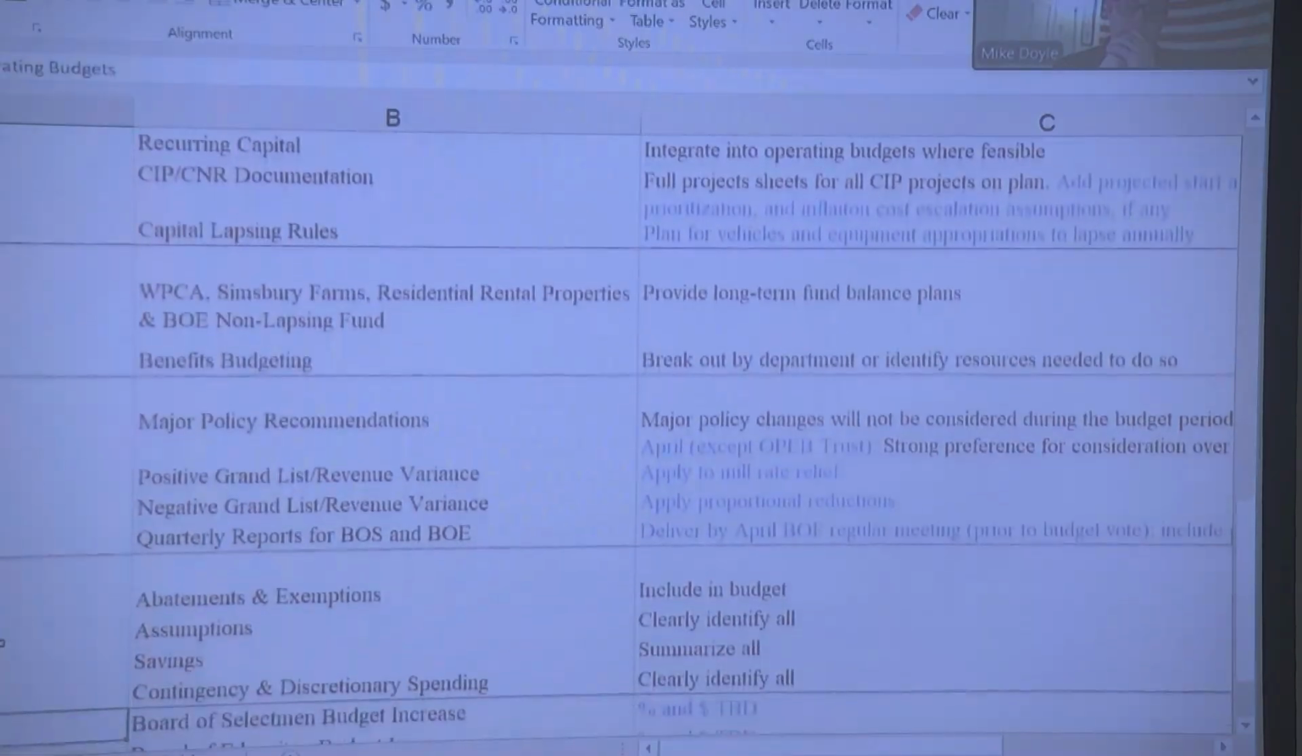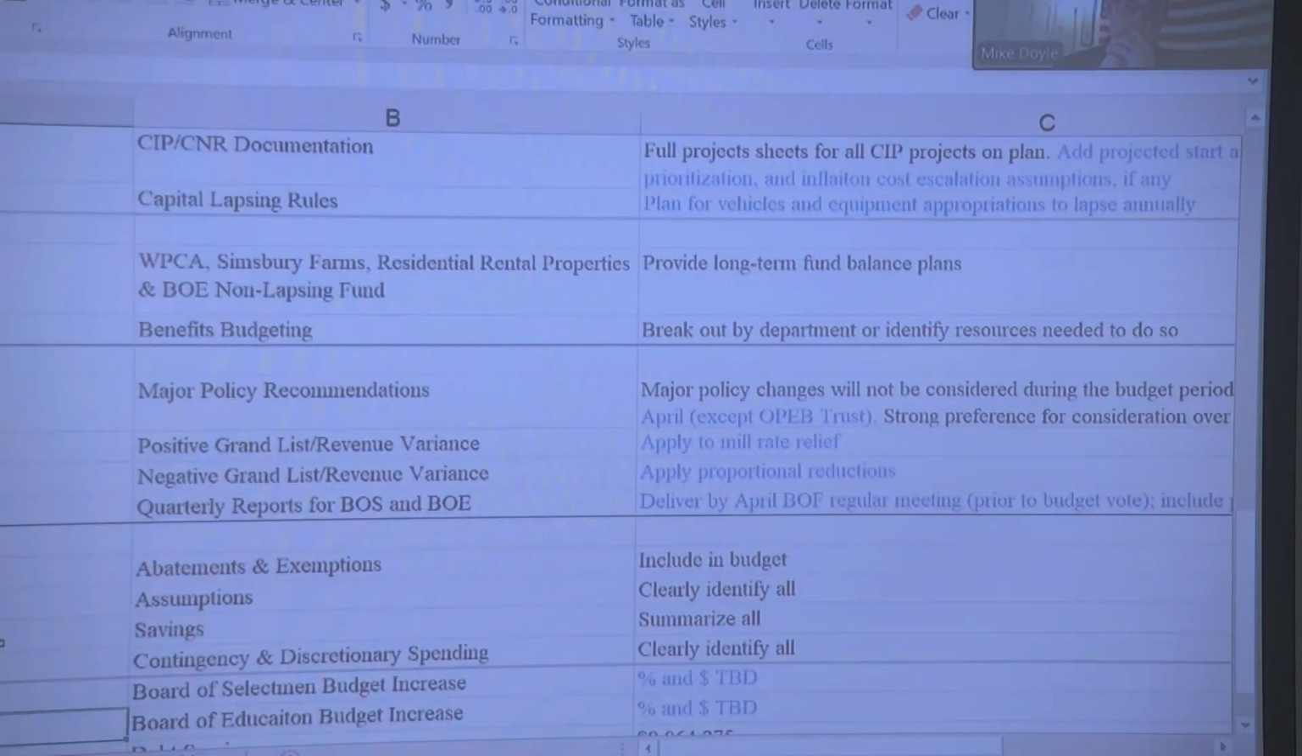Plan for vehicles and equipment appropriations to lapse annually. That is new, Wendy, on the advice from council. Plan for vehicles and equipment appropriations to lapse annually instead of every 3 years. That's from our council. What was the reasoning for that? Do we know? Charter.